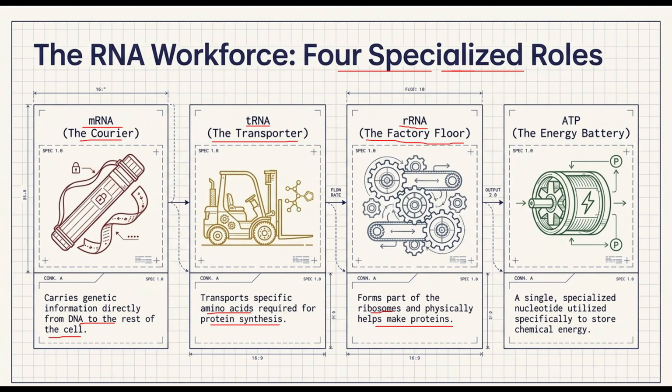Then next we have the ATP, the energy battery. So adenosine triphosphate or ATP is a single nucleotide that stores and transfers chemical energy in cells. It powers many cellular activities, right? So it is a single specialized nucleotide utilized specifically to store chemical energy. So these are the four specialized roles of RNA.